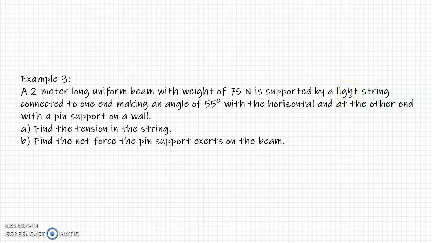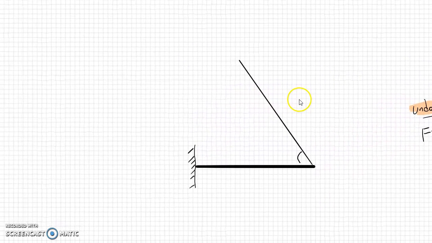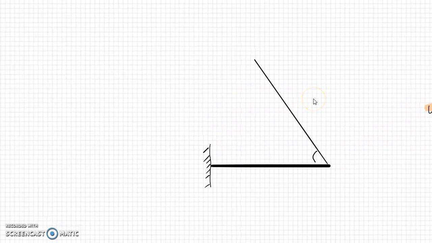So once again, when I see the words light string, I'm thinking of a kind of physics string. Basically, think of the mass of the string as 0. It's connected to one end, making an angle of 55 degrees with the horizontal, and the other end is a pin support on a wall. We're going to try to find the tension, and we're going to try to find the net force the pin exerts on the beam. So let's get a visualization of what's happening here.